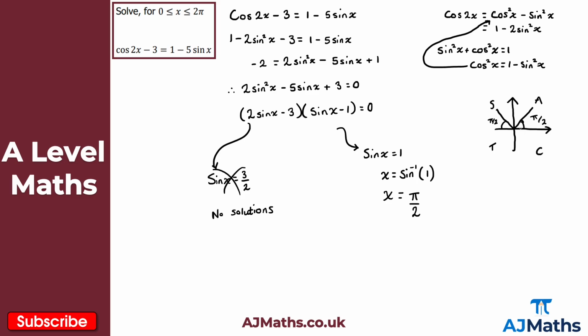Okay. And the next solution then would come from pi over 2 plus 2 pi. But clearly that would take us outside of the domain here. It would be greater than 2 pi, so therefore we would omit that solution. So in that case then, the only solution here for this equation is x equals pi over 2. So the only solution here is x equals pi over 2. Okay. And there we have it. So that's the solution there to question 2.